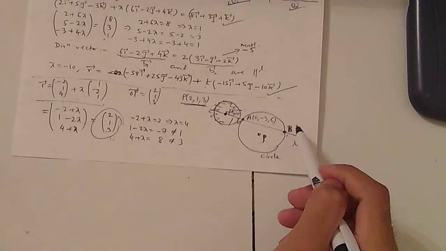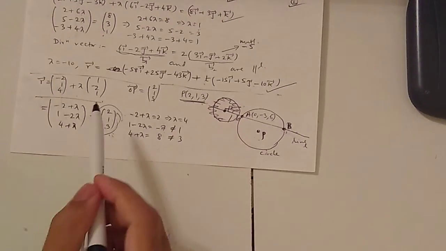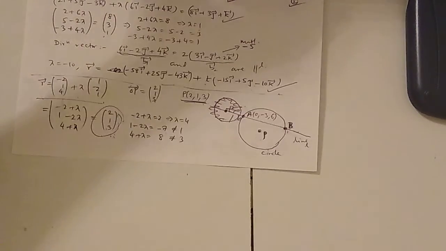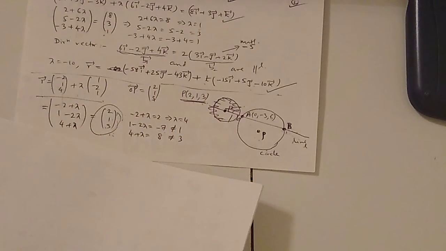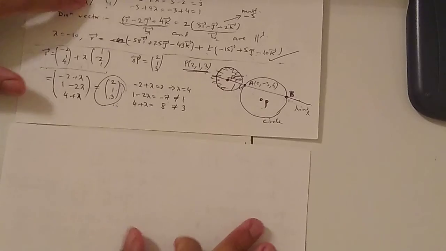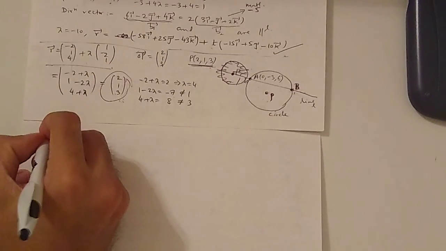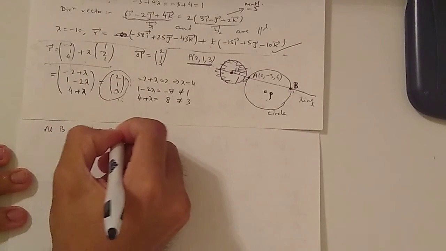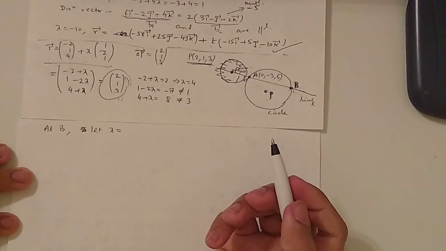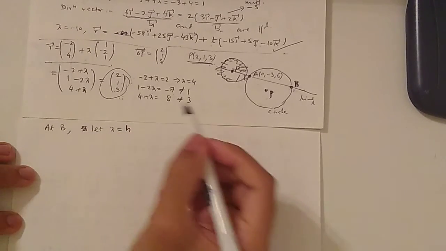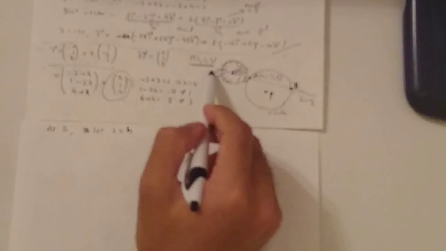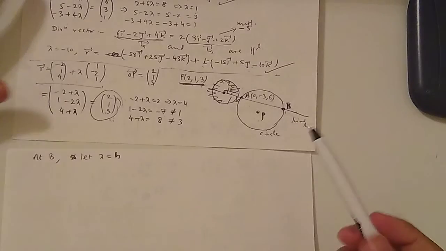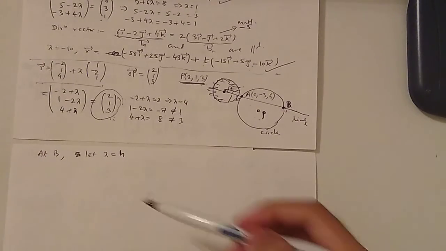So now for B, let's assume we have the equation of the line over here. For B, let's let lambda equal some constant, let lambda equal h. Because lambda is changing along the line, lambda could be anything along the line. For every point along the line, lambda is going to be different. For B, let's assume that lambda is equal to h.